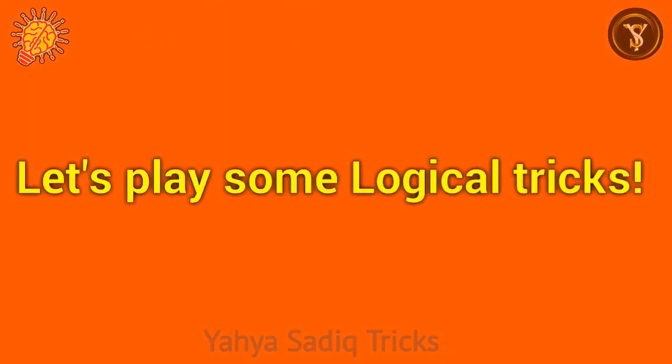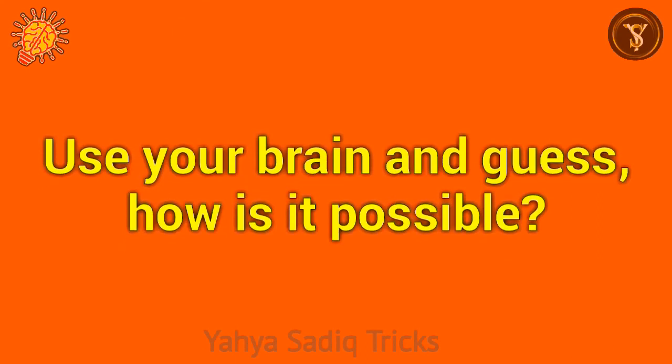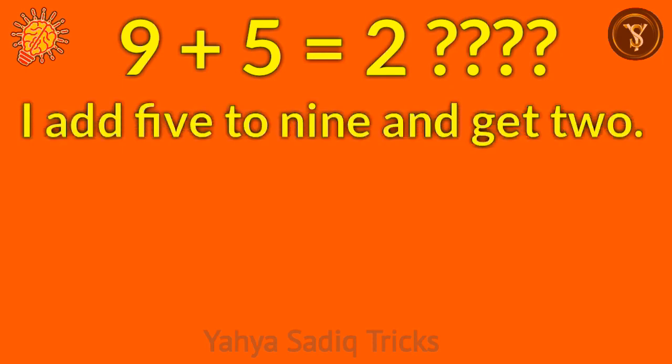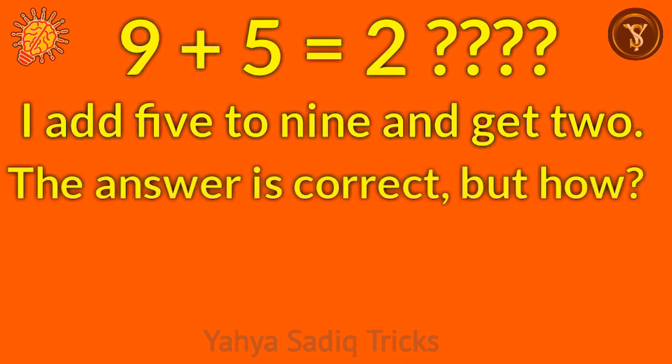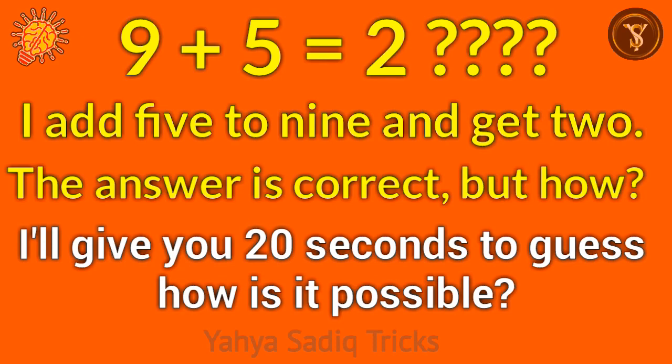Let's play some logical tricks. Use your brain and guess how it is possible. 9 plus 5 equals 2. I add 5 to 9 and get 2. The answer is correct, but how? I will give you 20 seconds to guess how it is possible.